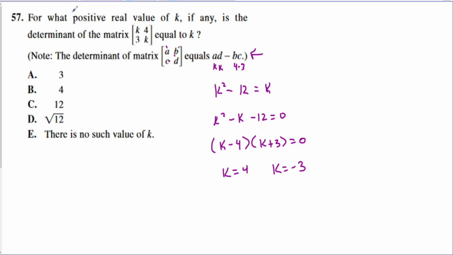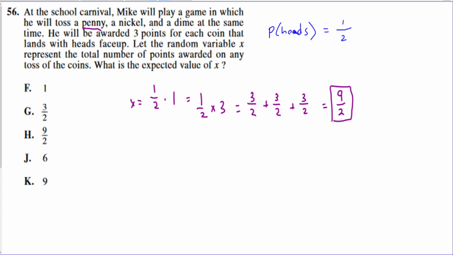However, it says for what positive real values of k, right? So I don't want the negative value of k. I'm going to take 4. My answer is B, okay? This is really a factoring and solving problem, but they're throwing a little bit of other kind of expand your brain math at you. All right, a couple more to go.